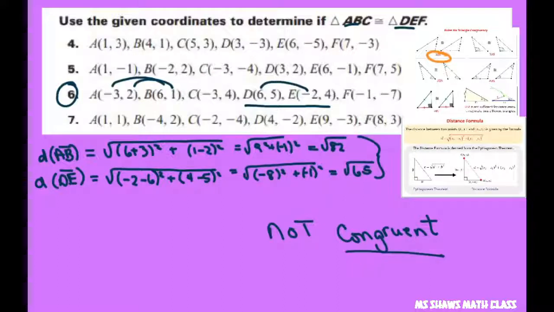The sides must match. Now I'm going to let you do 7, but I can tell you that 7 is also not congruent. So both 6 and 7 are not congruent. But you need to check it out and practice.